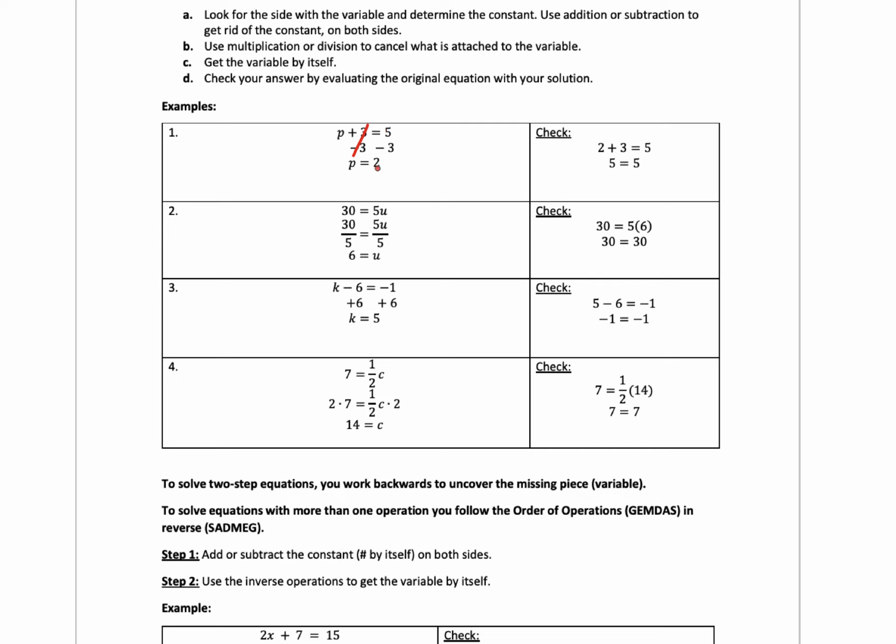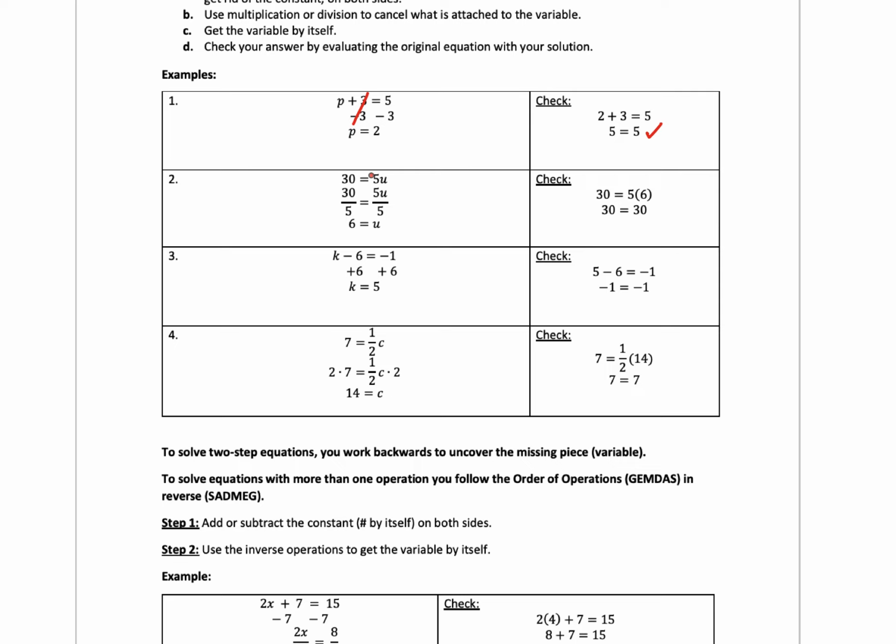That means that p equals 2 is our final answer, and all we have to do is just fill in 2 where we had p in this original problem. So if I put a 2 in where p was, 2 plus 3 should equal 5. 2 plus 3 is 5. 5 equals 5 is true. That means we got the right answer.